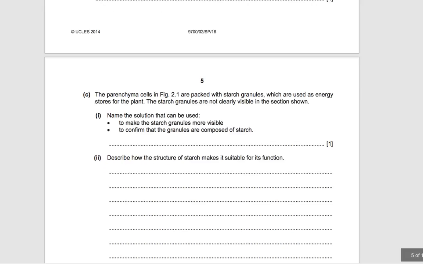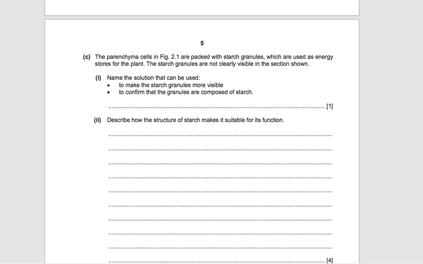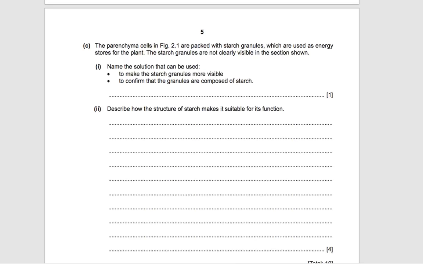The parenchyma cells in figure 2.1 are packed with starch granules, which are used as energy stores for the plant. The starch granules are not clearly visible in the section shown. Name the solution that can be used to make the starch granules more visible to confirm that the granules are composed of starch. So this one is the iodine found in potassium iodide, which would stain anything that contains starch a blue-black color.